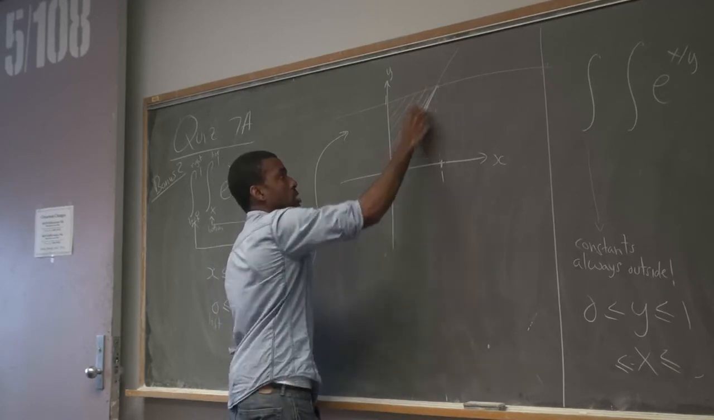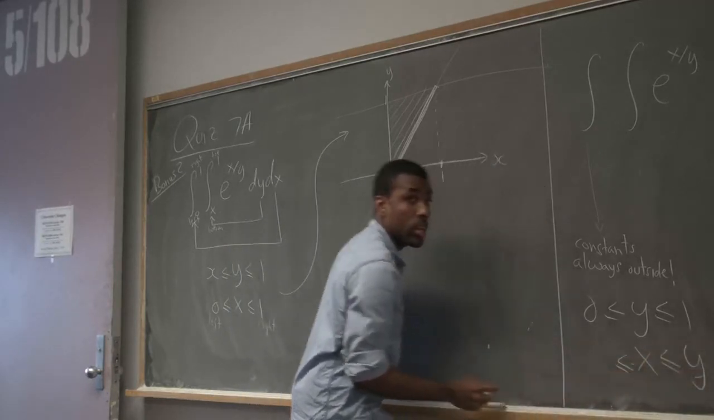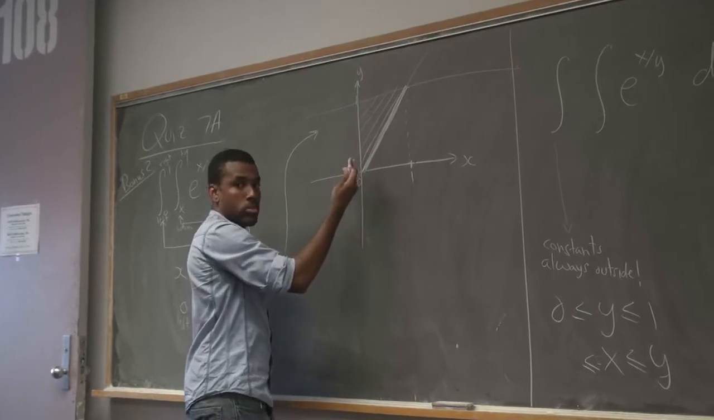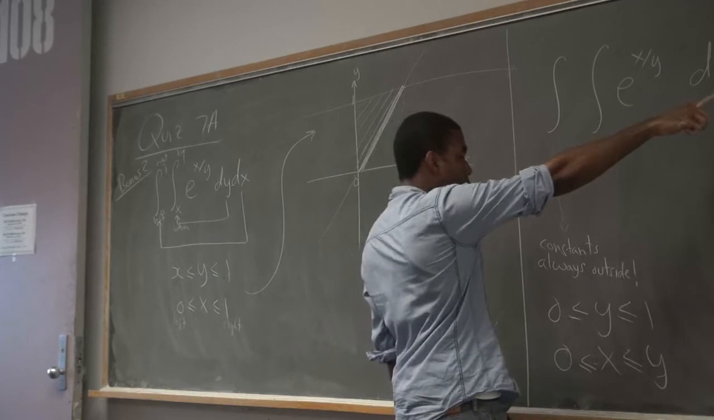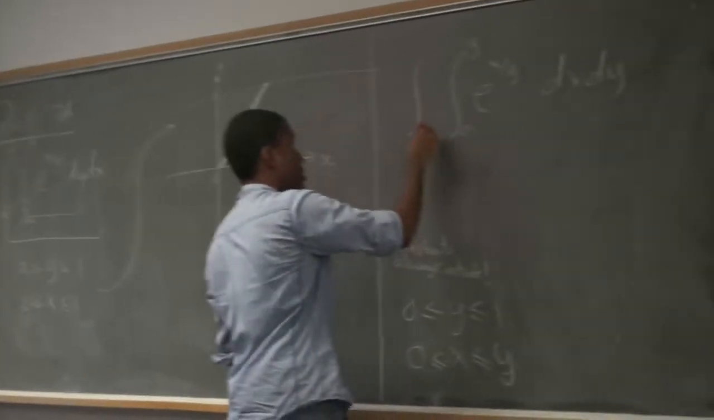On the right, it's y. On the left, it's this function, which is the function 0. Which means if I wanted to write this as dx dy, it would be from 0 up to y, 0 up to 1.